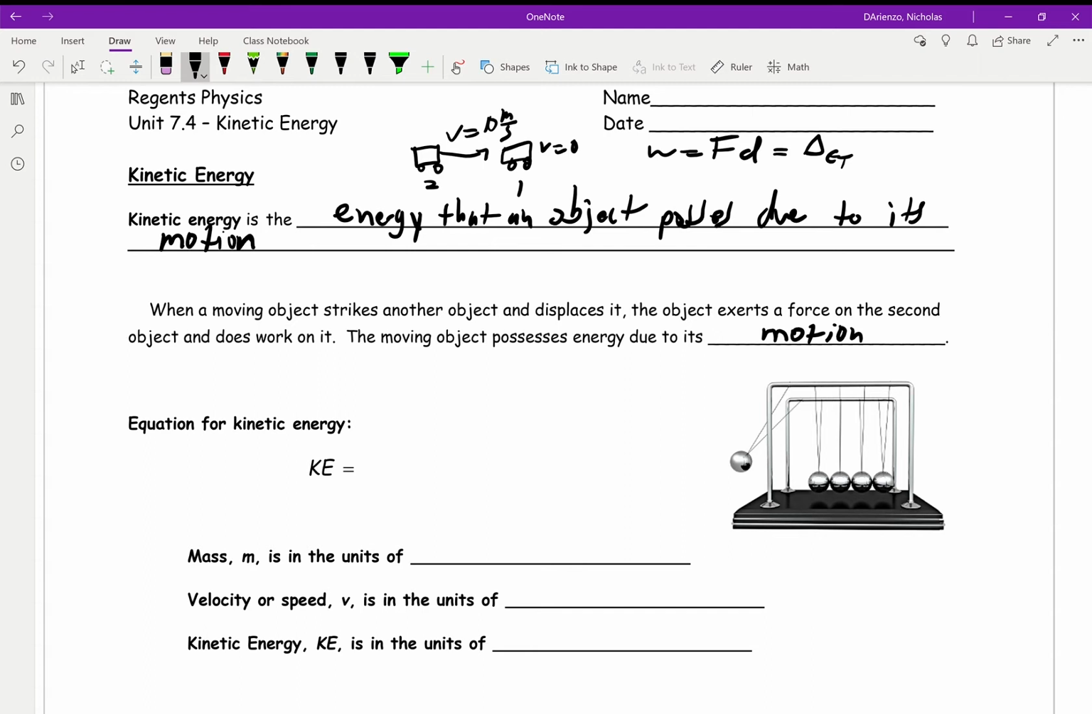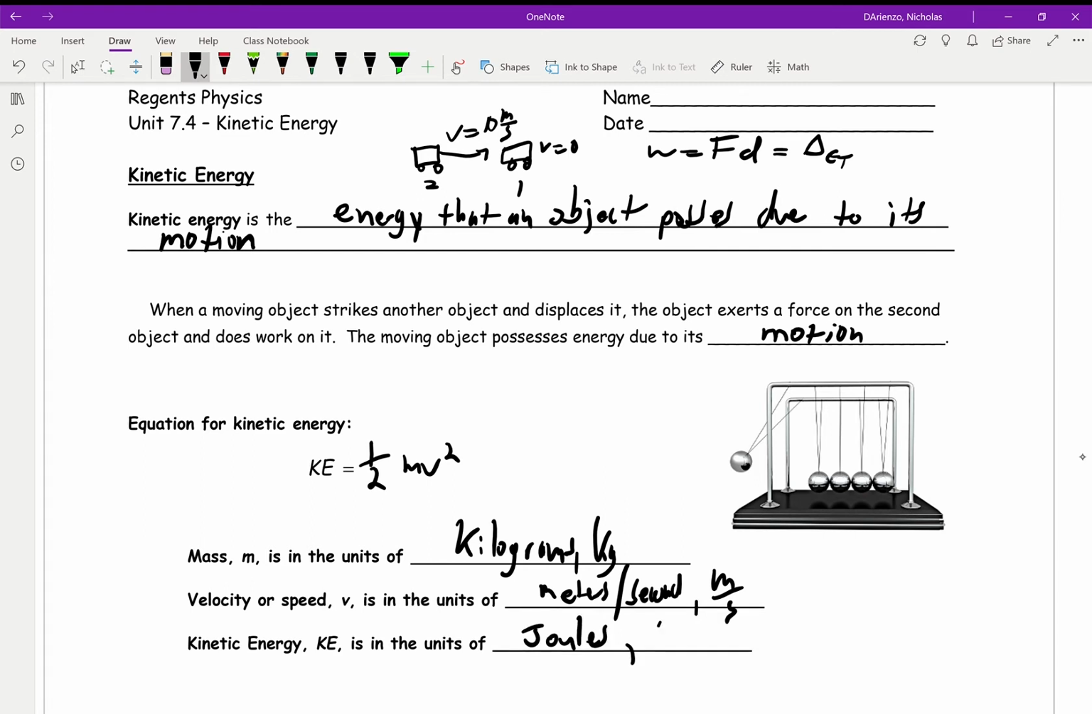Now, the equation that we can use to calculate this is 1/2 mv squared, where we measure the mass in units of kilograms, the standard unit. Velocity or speed will be in meters per second. And kinetic energy, being an energy value, will be measured in joules, or a capital J.